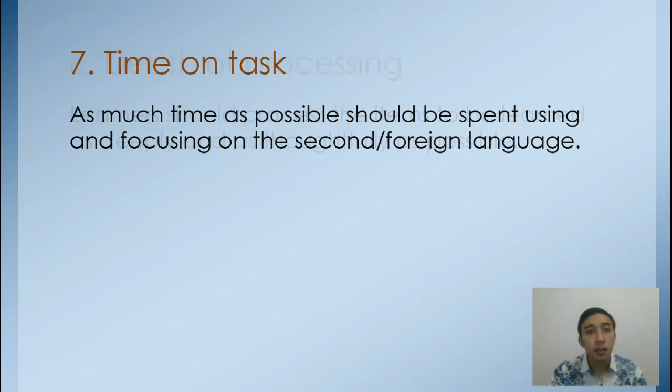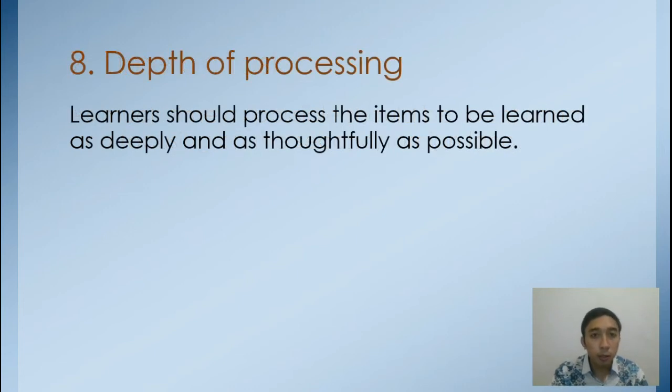Okay? Next is depth of processing. Learners should process the items to be learned as deeply and thoughtfully as possible. In depth of processing, here it relates to sometimes when we are learning vocabulary. When we are teaching vocabulary, sometimes the common way of teaching the unknown word is that we directly give the meaning of the words. It is actually not depth of processing because there is no process. If we give the explanations of the unknown word, then it will be processed.